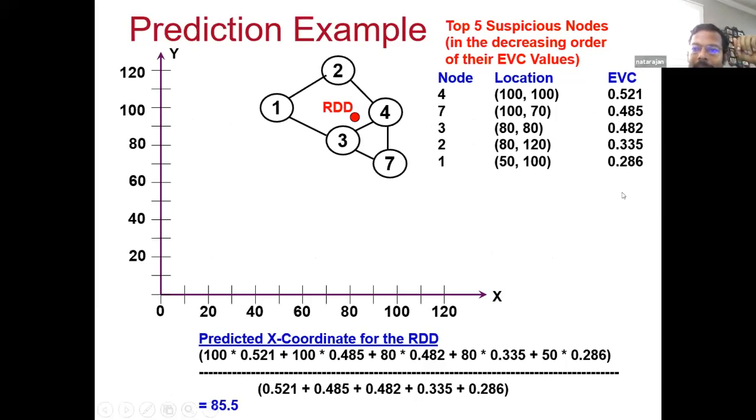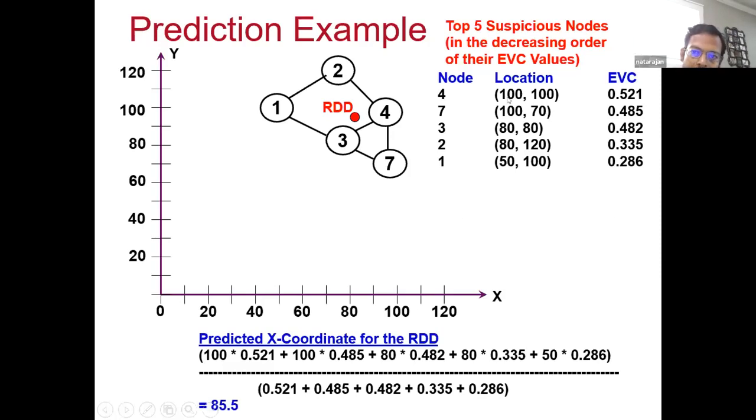So we'll take a weighted average of these locations based on the eigenvector centralities. I'm showing here the prediction of the x coordinate and the y coordinate separately. For the x coordinate, we consider the x coordinates of these nodes and multiply them with the corresponding eigenvector centrality, which is our weight values in the range of 0 to 1.